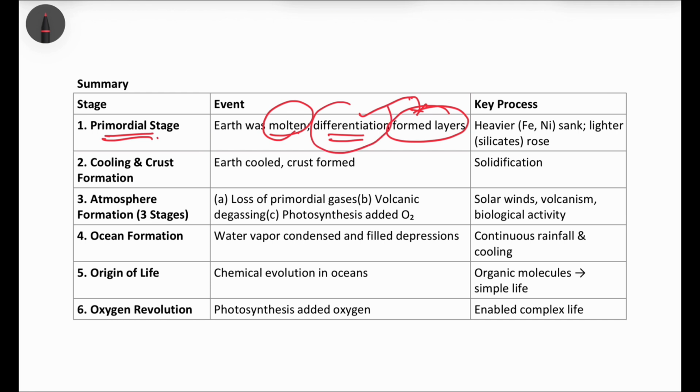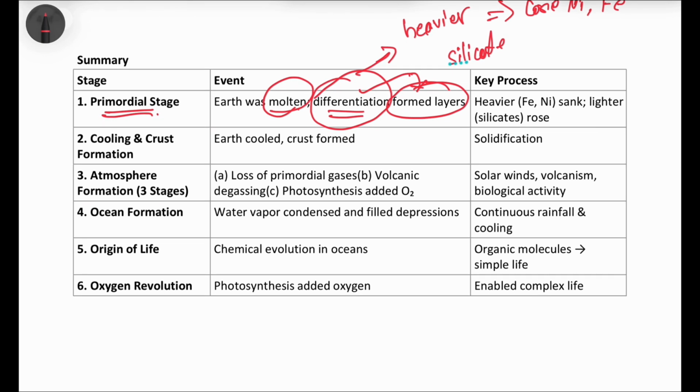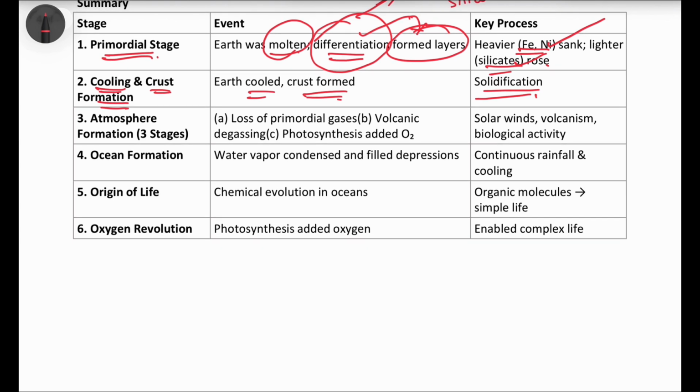So differentiation means that through the process of differentiation itself, only heavier materials, that is nickel and iron, went into the core region, and the lighter silicates formed the crust and mantle region. So heavier iron and nickel sank and lighter element silicates rose. Cooling and crust formation also happened. So the earth has been cooled and the crust has been formed, which is called the solidification process. And the atmosphere has also formed.